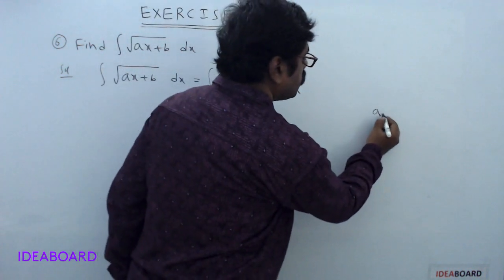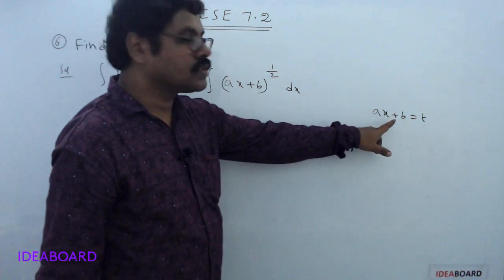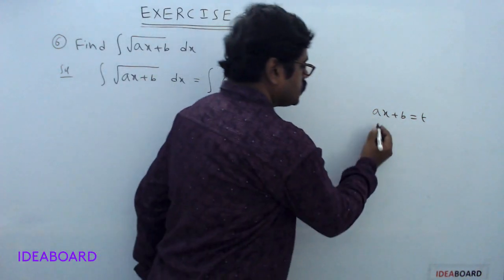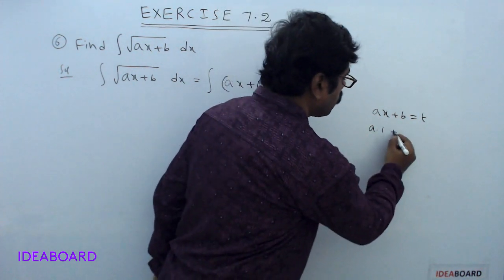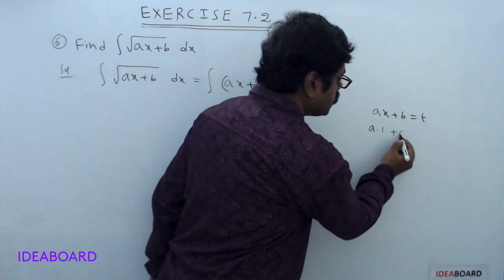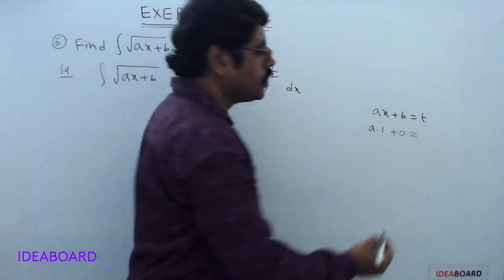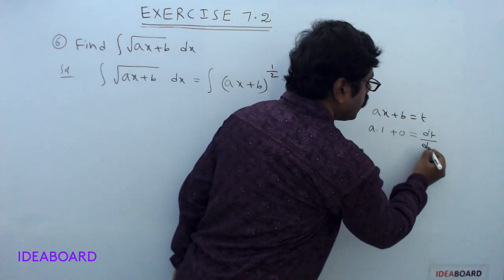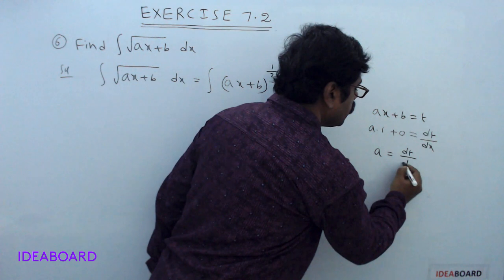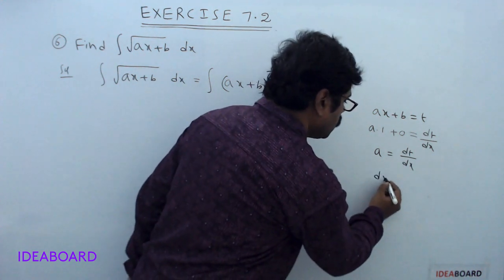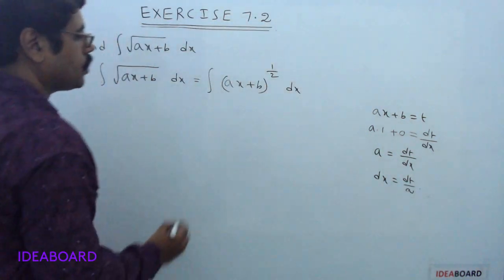So what is the substitution? ax plus b equals t. Differentiate on both sides with respect to x. This is a into derivative of x with respect to x, 1, plus b is the constant term, its derivative 0, equals derivative of t with respect to x, which is dt divided by dx. So this is a equals dt by dx. From this, dx equals dt divided by a. Now come to our problem.